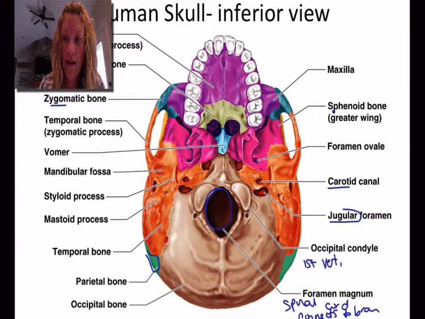Then we're going to go ahead and talk about the sphenoid bone, the greater wings of the sphenoid bone. So it's kind of starting to maybe look like a butterfly. You have wings kind of right over here. And then once we get a different view, it'll look even more like a butterfly. And I better not forget the vomer, which is right there.